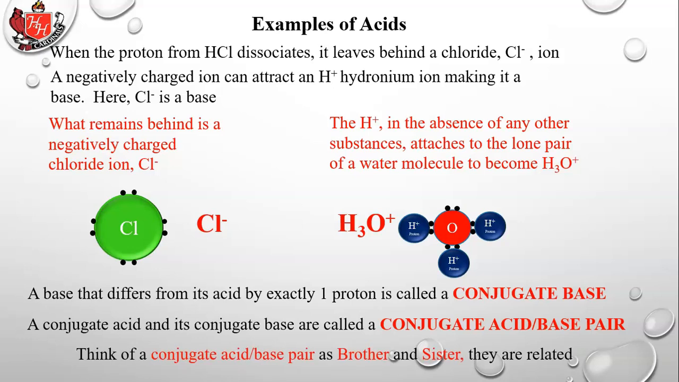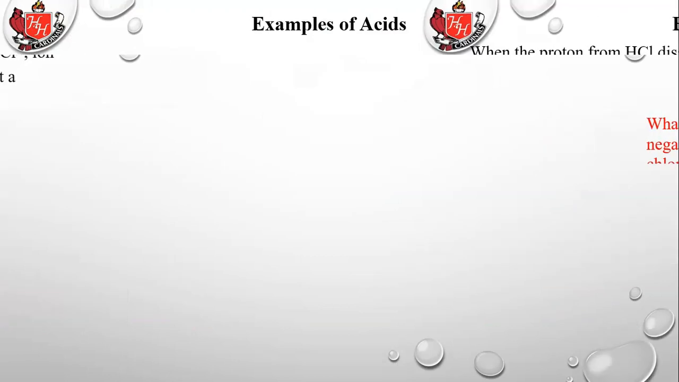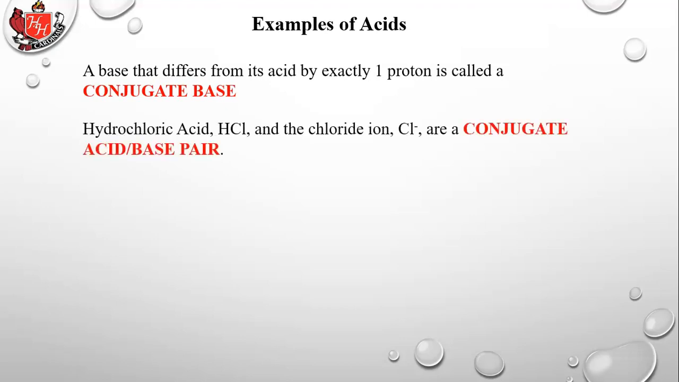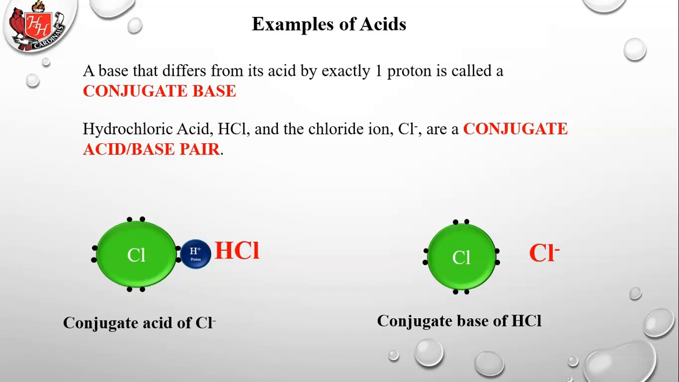Think of a conjugate acid-base pair as brother and sister. They are related. A base that differs from its acid by exactly 1 proton is called a conjugate base. Hydrochloric acid, HCl, and the chloride ion, Cl-, are a conjugate acid-base pair. So there you see the conjugate acid of Cl- is HCl, and the conjugate base of HCl is Cl-. The only difference between those two is that one blue proton there.